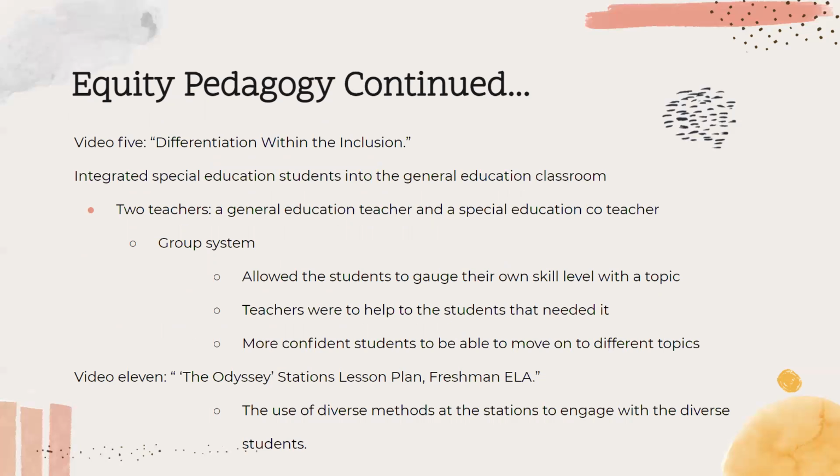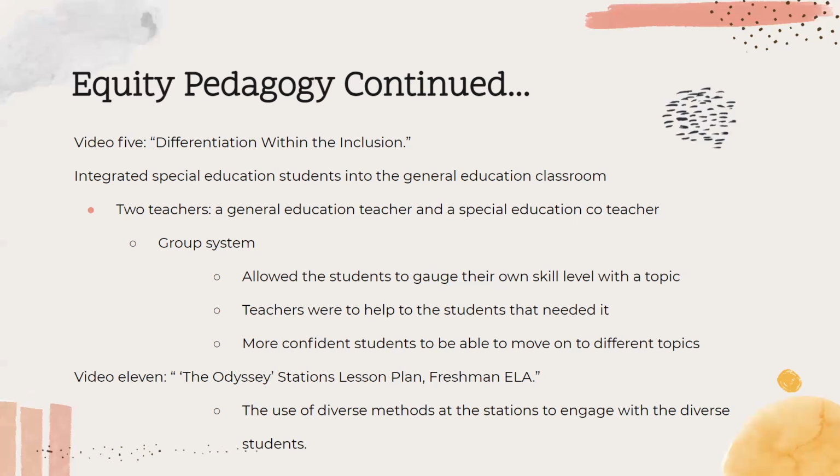In video 5, which I really liked, there was a co-teaching environment with a special education teacher and a general education teacher, where special education students and general education students were integrated in one classroom. In addition to the two teachers trading off roles in terms of being the main teacher, there was also a group system where students could gauge their own skill level on a topic so that teachers could help the students that felt like they needed it the most. And the confident students who felt like, I got this topic. It was a math class, so I think they were talking about ratios.